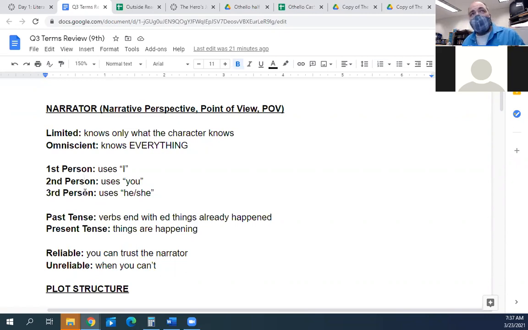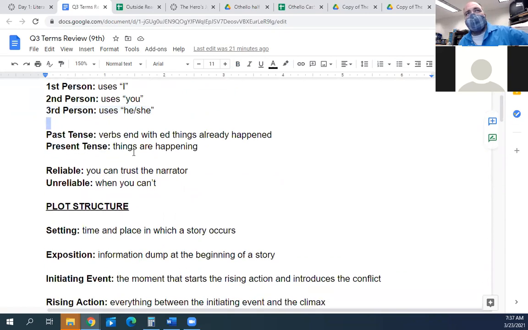I do want to remind you all, as you continue to write academically, it is expected that you stay in the third person. He or she, none of this I or you or we or us. That's all too informal. That's like you're writing a personal note to somebody as opposed to an academic paper. Any questions on that? I guess we're not quite done with narrator.